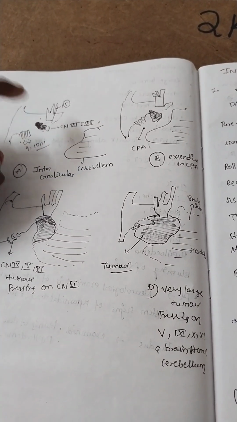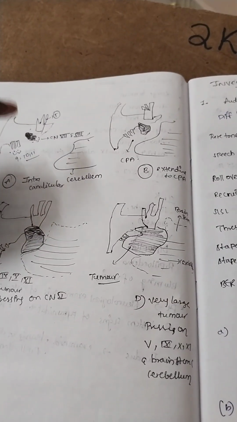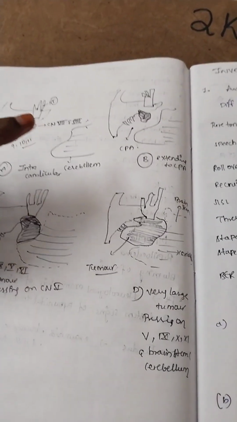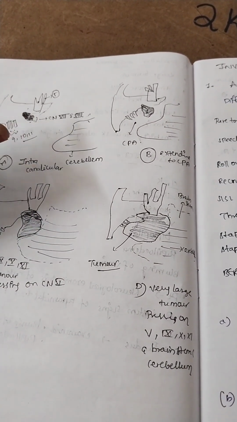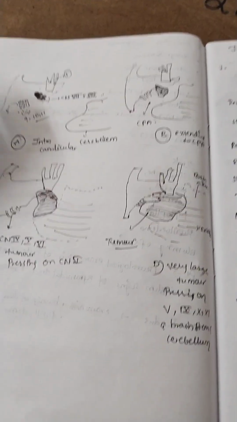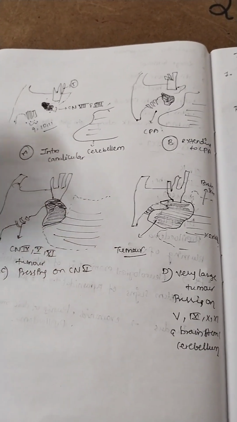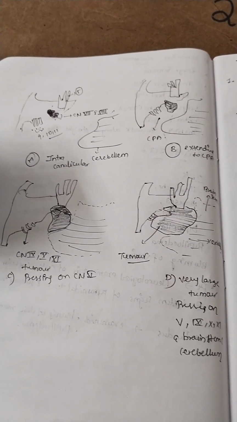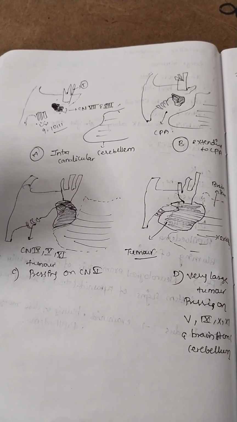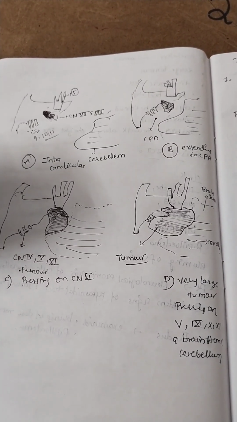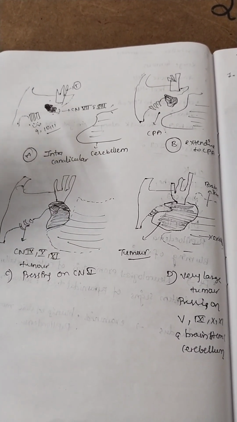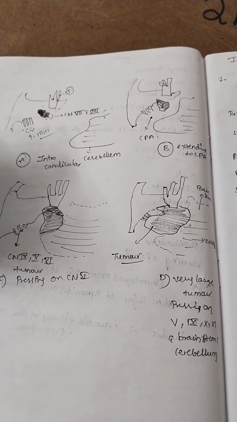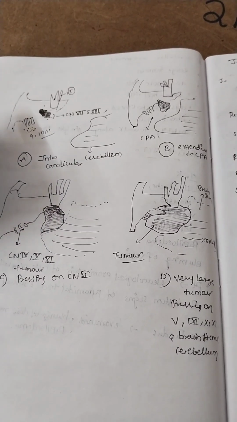If the tumor is very small, it is intracanalicular, so you will only see 8th nerve symptoms and some 7th nerve symptoms. If the tumor is somewhat bigger, it may extend to the cerebellopontine angle. If the tumor is more than 2.5 centimeters, cranial nerves 9, 10, 11 are also involved. If the tumor is very large, then cranial nerves 9, 10, 11 along with the fifth are involved. If the tumor is 1.5 to 2.5 centimeters, then cranial nerve 5 is involved.